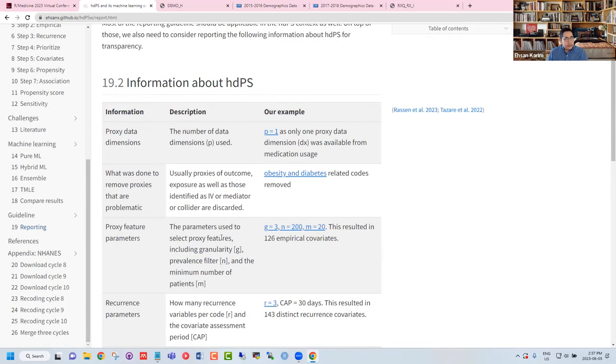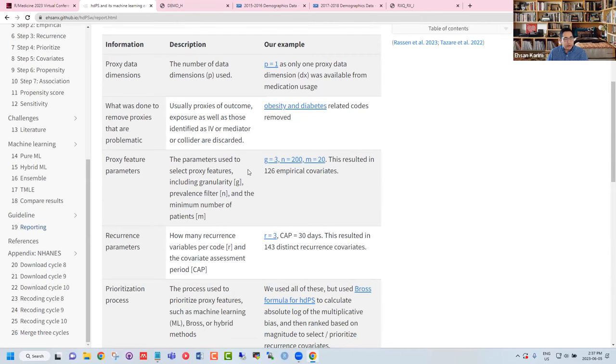Some of the parameters we need to choose: for example, in terms of granularity, we have chosen 3-digit. Depending on the data source, you might increase it from 3-digit to 5-digit. In our analysis, we have chosen n equal to 200, where n is the prevalence filter. Whether this prevalence filter is useful is debatable, but we can always do a sensitivity analysis by increasing the prevalence filter and see whether there is any stabilizing point where we can say with confidence that that amount of prevalence filter is helpful.